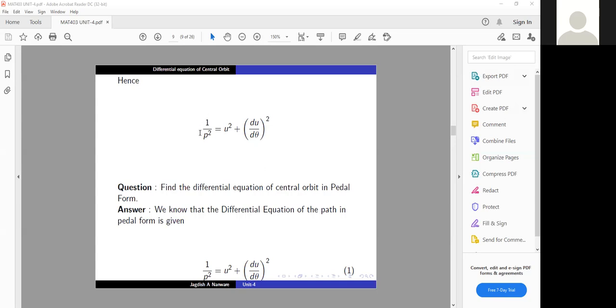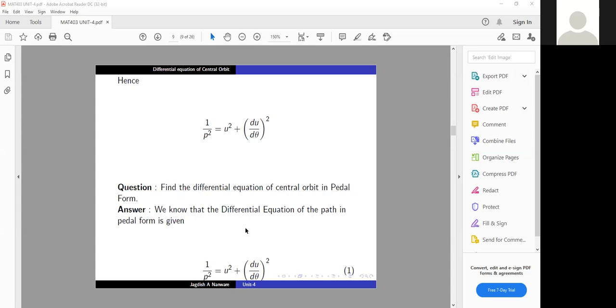So yesterday we have seen this is the equation of the path. 1 upon here, you can say it is rho or p. So 1 by p square is equal to u square plus the square of the derivative of u with respect to theta. Now in this next example, we find the differential equation of the central orbit in pedal form.